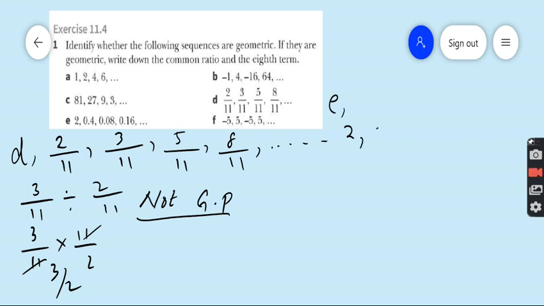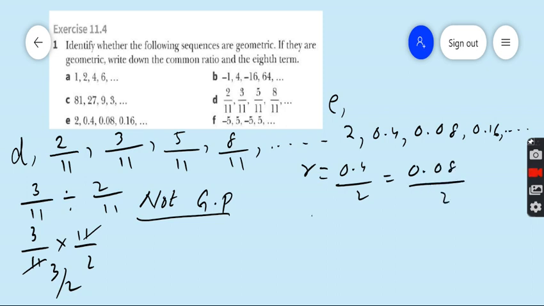Part E is 2, 0.4, 0.08, 0.16, and so on. So r should be 0.4/2 or 0.08/0.4 and so on. If you divide 4/20 it is 1/5, that is 0.2, and 8/40, which is 1/5... 1/25. So 1/25 cannot be equal to 0.2.